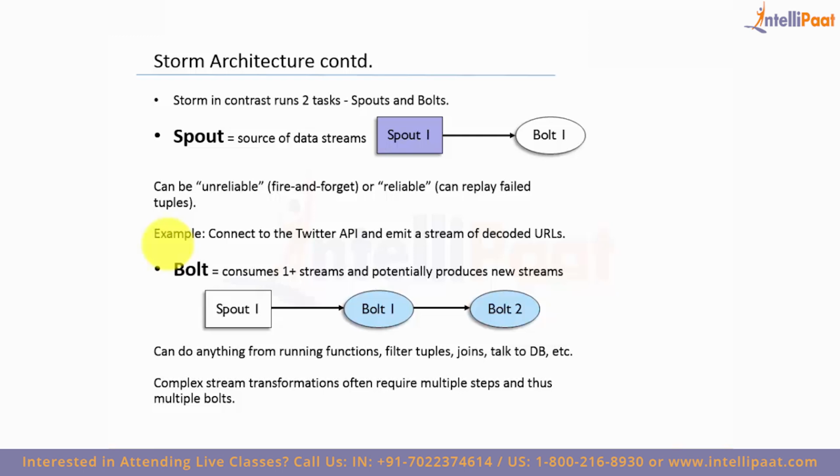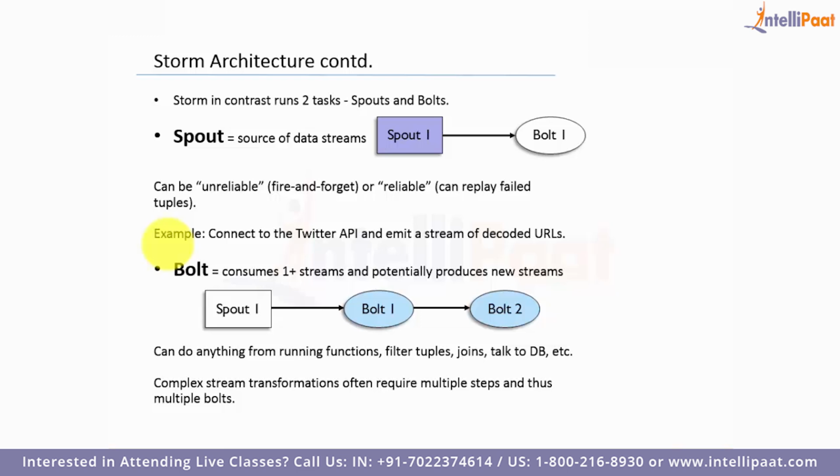Let's take an example. For example, the Twitter API can emit a stream of decoded URLs, and the Twitter API has a lot of tweets which are created or generated by millions in numbers in a given amount of time. There are around 400 million active users on Twitter across different time zones, and the tweets which are posted onto Twitter never stop, theoretically.